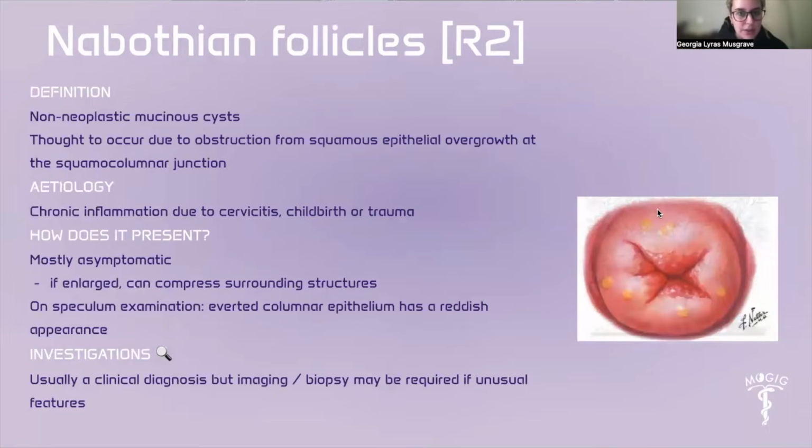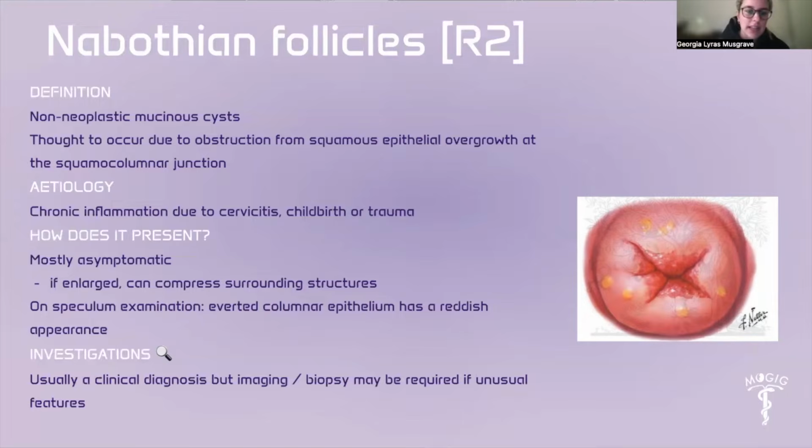Next, onto Nabothian follicles. So these are non-neoplastic mucinous cysts. You can see an image of them on the cervix on the screen there. So they're thought to occur due to obstruction from squamous epithelial overgrowth at the squamocolumnar junction. They're associated with chronic inflammation from, for example, cervicitis, childbirth, or trauma to the area. It's mostly asymptomatic, but if they're large enough, they can compress on surrounding structures.